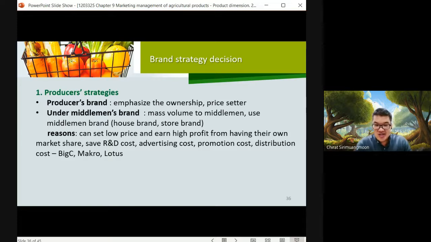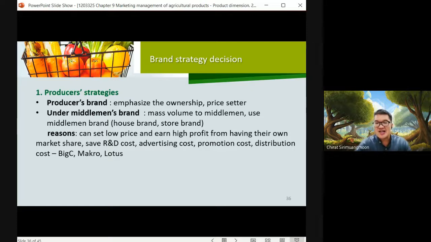So what is this producer going to do? They are going to ask the middlemen, can I produce the product to serve your brand? If the middleman's brand says that's okay, they can produce and serve the middleman's brand, but use just the middleman's brand. Don't use the producer brand.